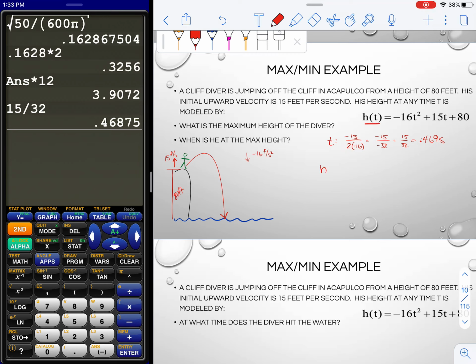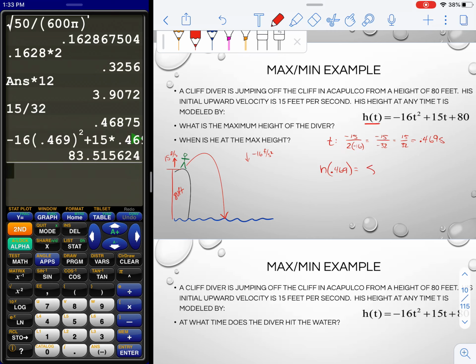Then for the h component, I want h of 0.469. I'm going to substitute that in and evaluate. So I have negative 16 times 0.469 quantity squared, plus 15 times 0.469, plus 80, and I'm going to get that he has a maximum height of 83.516, if I round, feet.